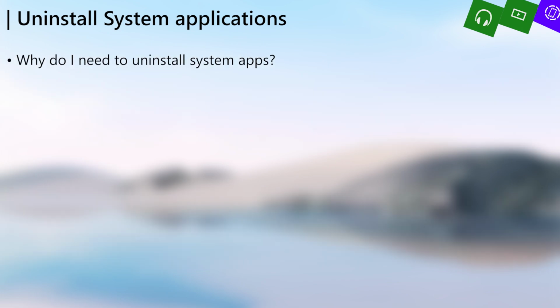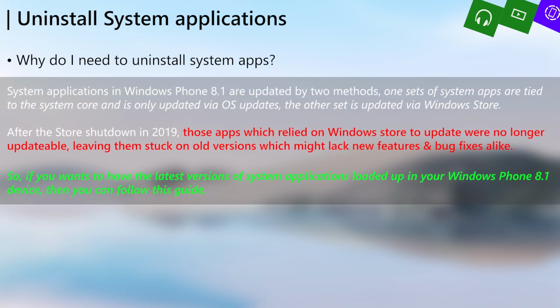But why do you need to uninstall? The answer entirely depends on user preference. After the store shutdown, system apps which were updated via the store were no longer updatable. As a result, some phones can be stuck with really old system app versions which lack both new features and bug fixes. So, if you want to have the latest system apps installed in your device, then this is the guide you need.